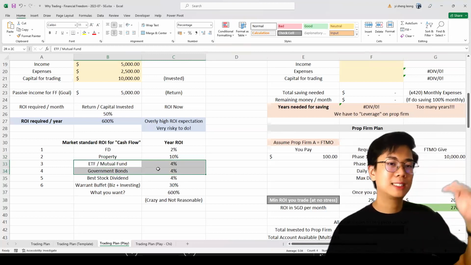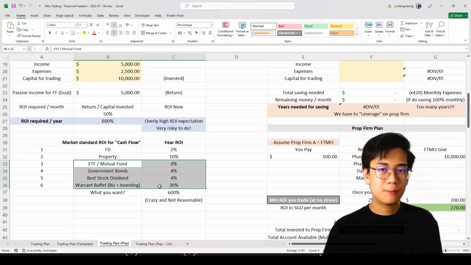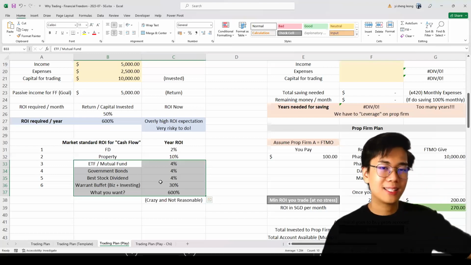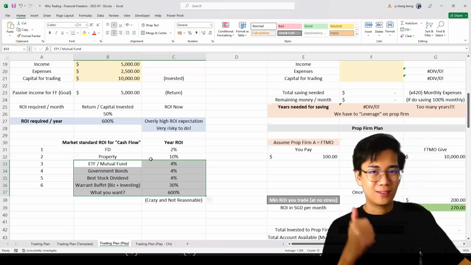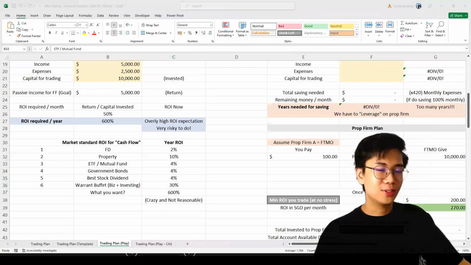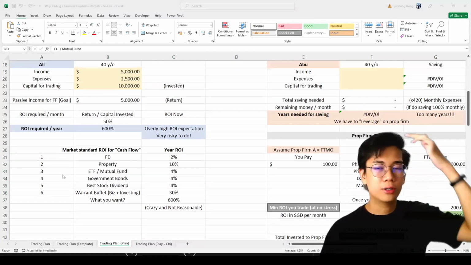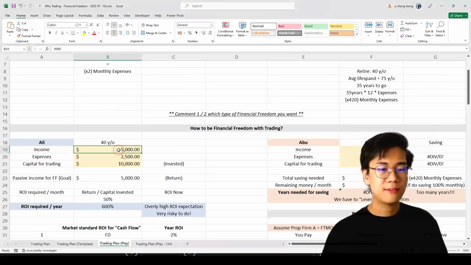Government bond, maximum at 4%. You invest into stocks market and get dividends, maximum 4%. Warren Buffett, Berkshire Hathaway, annual on average 30% ROI. And what you want? You want to be 600%. 20 times better than Warren Buffett. Good. Impossible. So you know that using trading with your current capital to reach cash flow is impossible. Then save money lor.